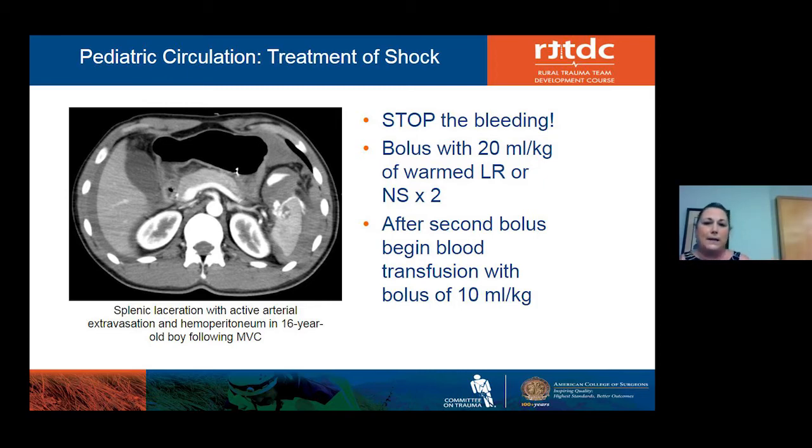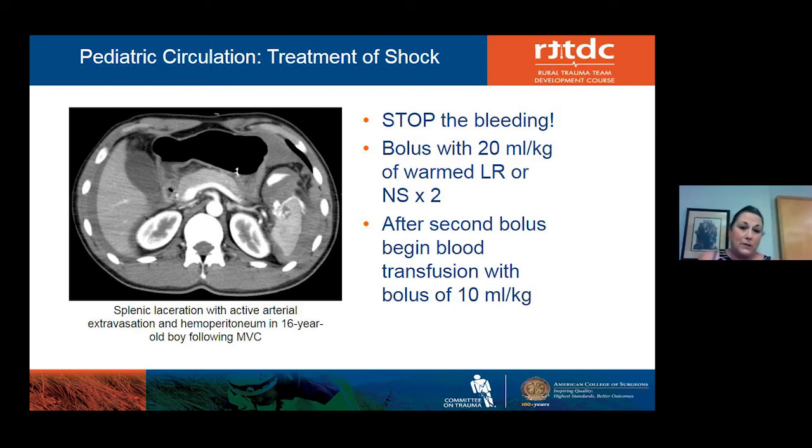If we are bleeding, we can bolus with 20 mLs per kilogram of warmed LR or normal saline, and you can do that times 2. But we do know that the criteria is changing, and Dr. Dumeier talked about the fact that we want to begin blood transfusions early, especially in a hemodynamically unstable patient and the person who is bleeding. So for the pediatric patient, we would be doing transfusions of blood with 10 mLs per kilogram.